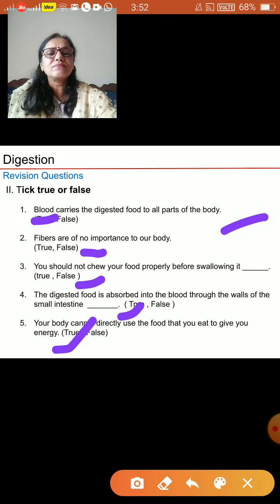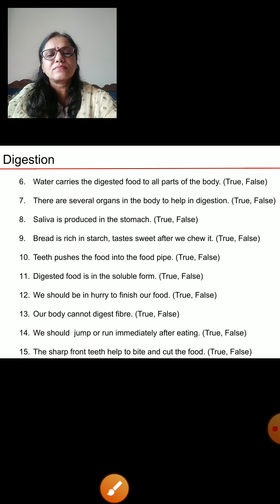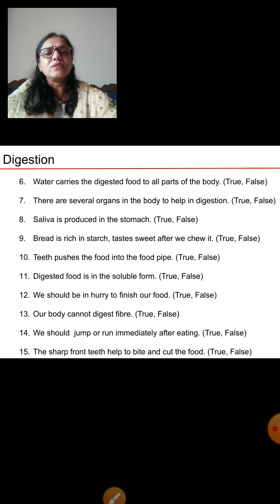Now next one. Water carries the digested food to all parts of the body. True or false? Does water carry it? No. Blood carries. So this is false.